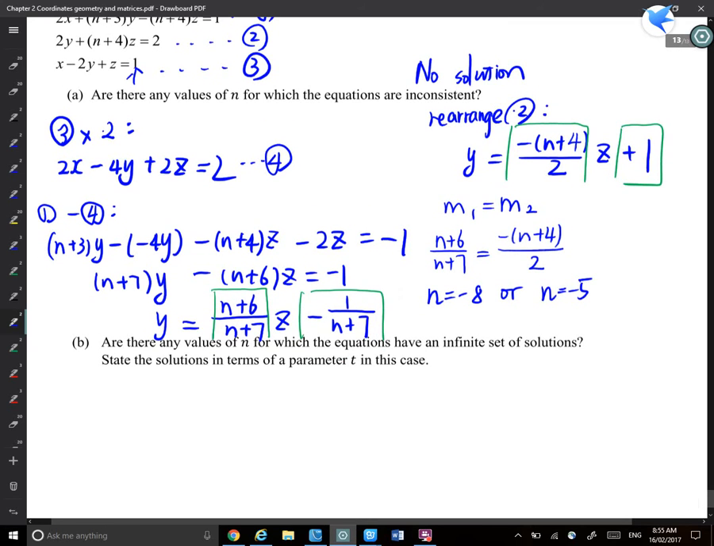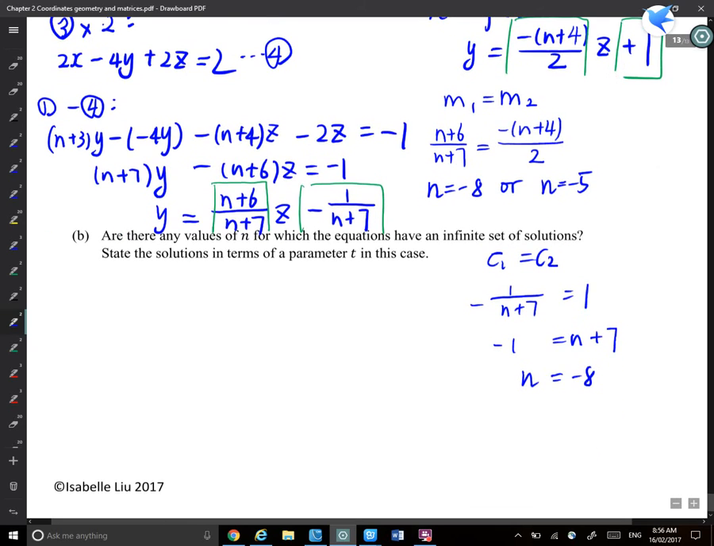And now I want to solve for this. C1 equals C2. So minus 1 over (n plus 7) equals 1. Minus 1 equals n plus 7. n equals minus 8. Okay, n equals minus 8.